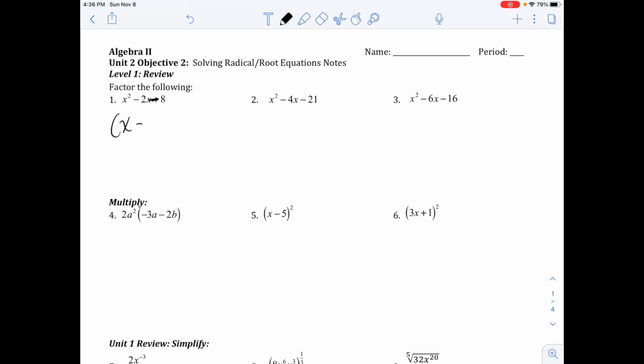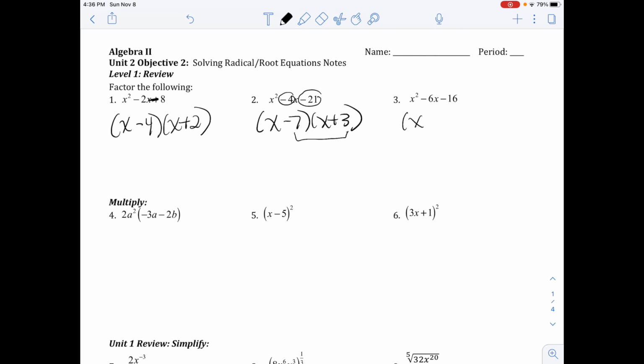So that's going to be (x minus 4)(x plus 2). And that is because you need two numbers that multiply to be negative 8 and add to be negative 2. Number 2, (x minus 7)(x plus 3). Two numbers that multiply to be negative 21 and add to be negative 4. So they multiply to the third number and add to the second number.